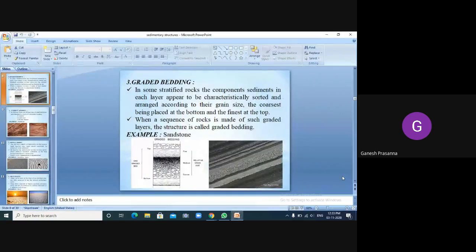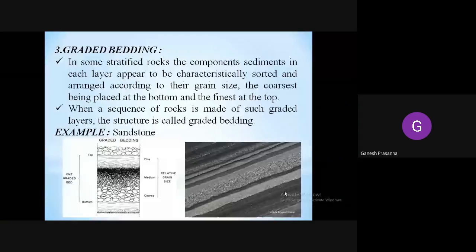So in the case of a graded bedding, the larger fragments settle at the bottom, which allows the smaller fragments to settle at the top. Okay, so this way the larger or coarser fragments settle at the bottom due to the size of the grain, and the smaller fragments stack on the top of the layer or the bed. Such a type of sequence is called a graded bedding.